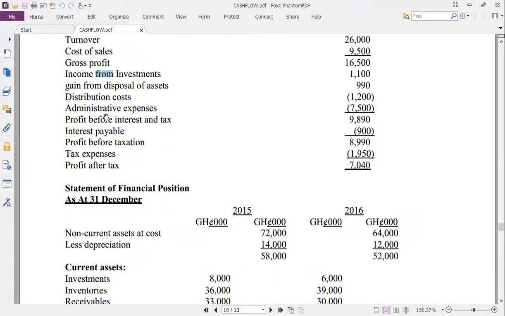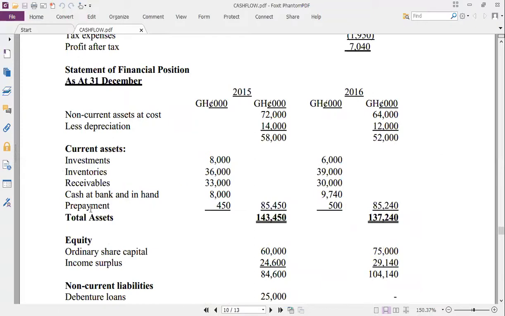Current assets. Prepayment is there. Check the movement. It has increased by 50. So it means that it has been subtracted in the profit and loss. So you add back to the expense. So definitely we subtract again. So 50 must be subtracted from the profit.